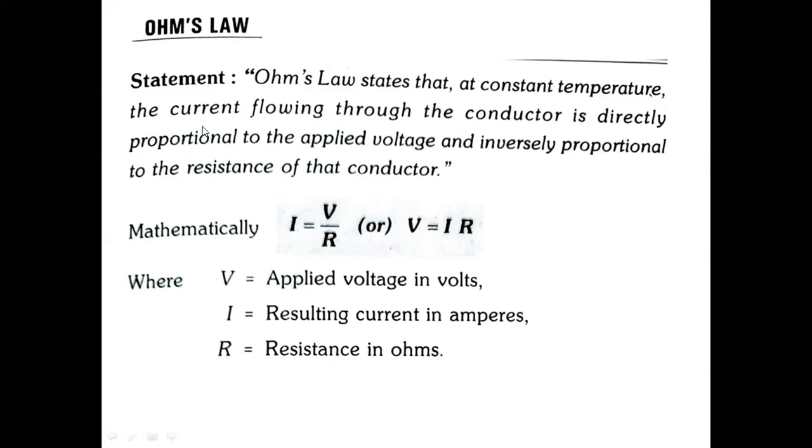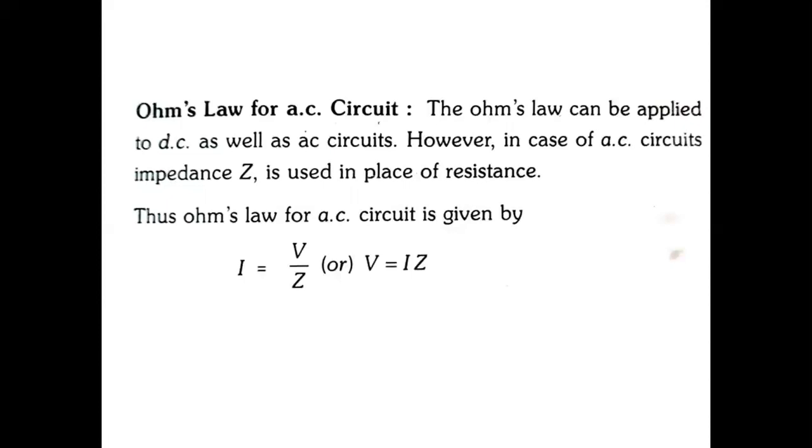Ohm's law says that at constant temperature, the current flowing through the conductor is directly proportional to the applied voltage V and inversely proportional to the resistance of the conductor. So mathematically it is I is equal to V by R or V is equal to I R. For AC network, I is equal to V by Z. So V is equal to IZ.